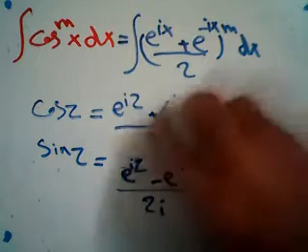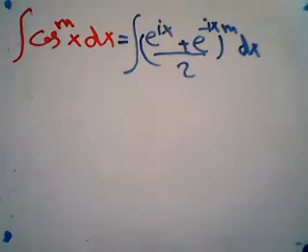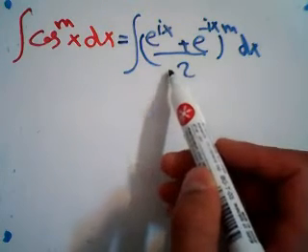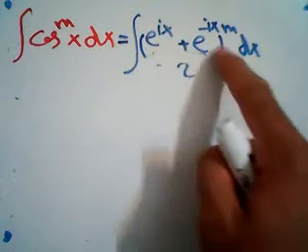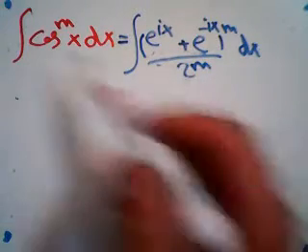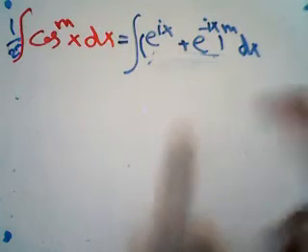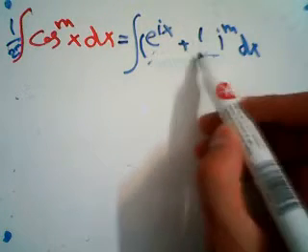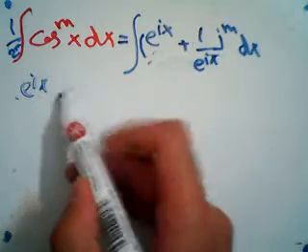Now, we could take the 2 out, so this would be equal to 1 over 2 to the n. That is a constant, so let's take it outside. And here let's write it as e to the ix plus 1 over e to the ix. Let's take e to the ix equal to something like y.